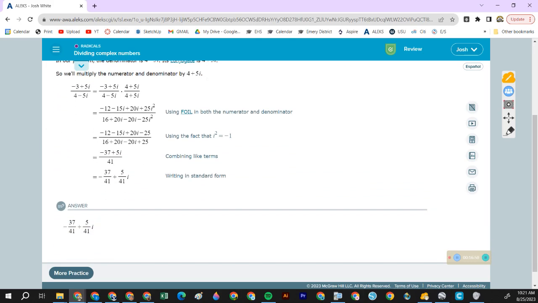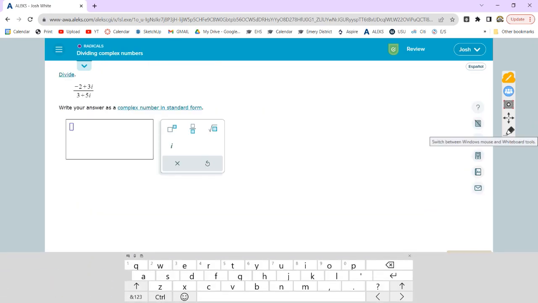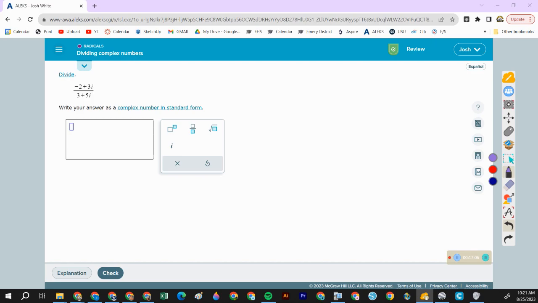Oh, it's writing it separately. So I had negative 37 plus 5i over 41. You can split it into its own pieces. It might make you do it that way. I'm not sure. I multiply the bottom by its conjugate, 3 minus 5i, and the top 3 minus 5i.